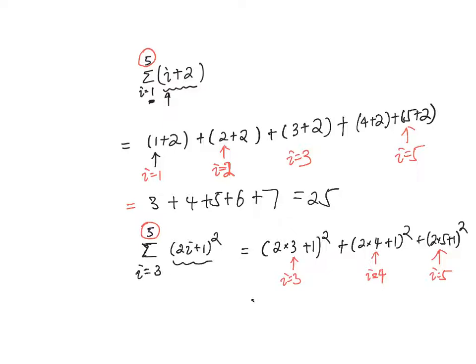Then you can do the algebra. The first one is 6 plus 1, 7, squared is 49. The next one is 8 plus 1, which is 9, squared is 81. The next one is 10 plus 1, which is 11, and 11 squared is 121. Then you do the algebra: 130 plus 121, which is 251. So this is how you evaluate summation notation.